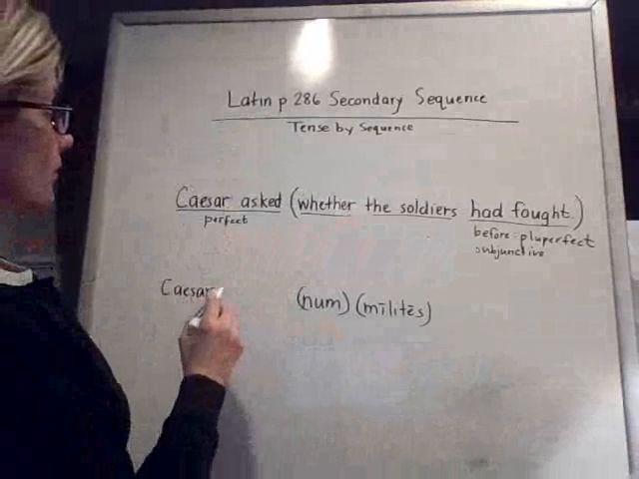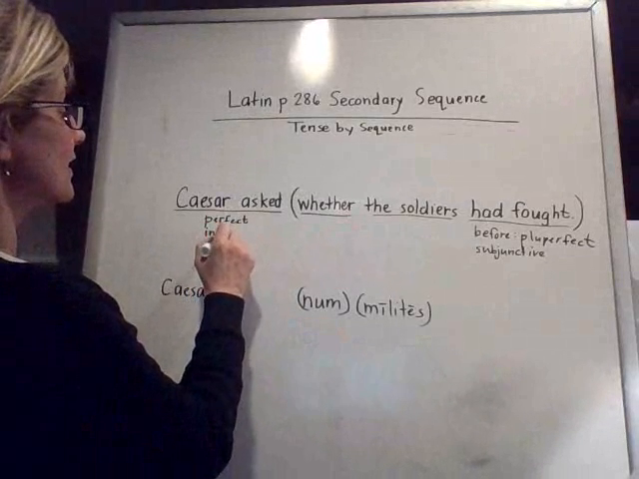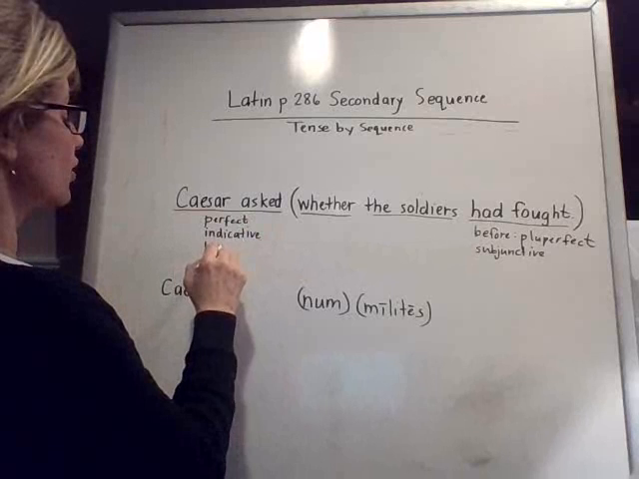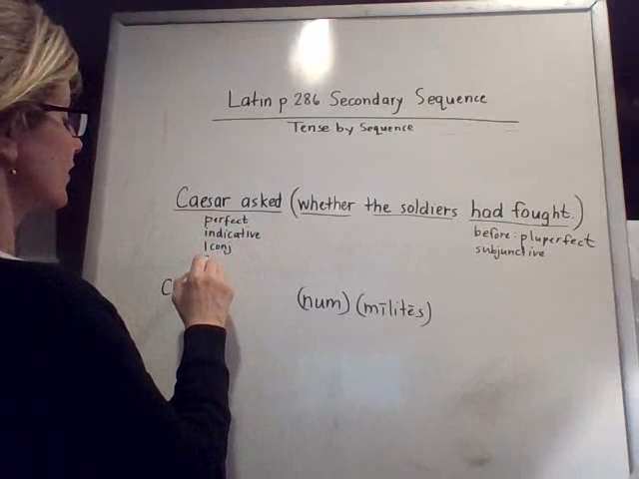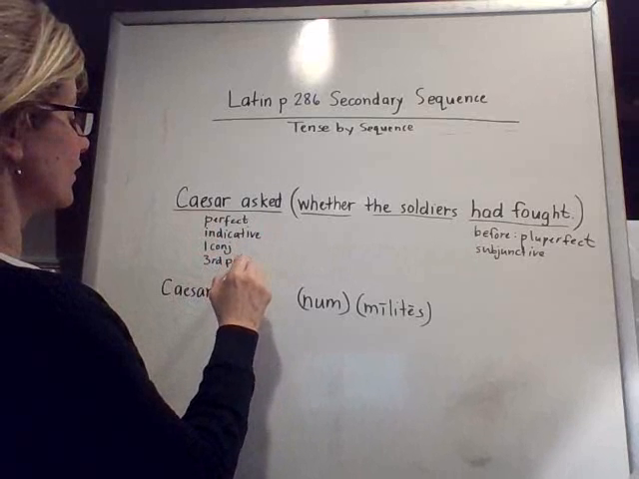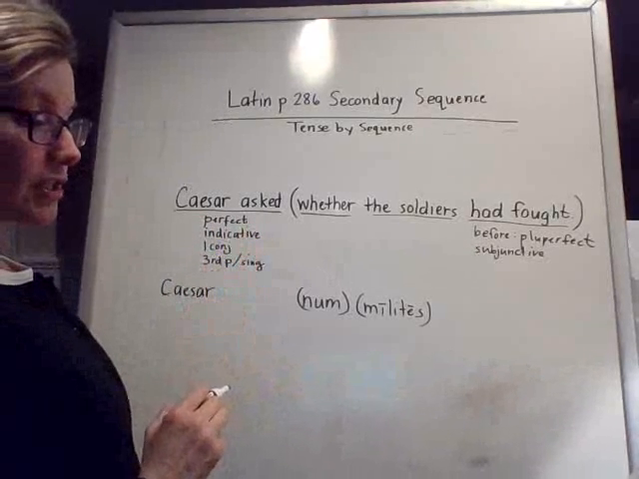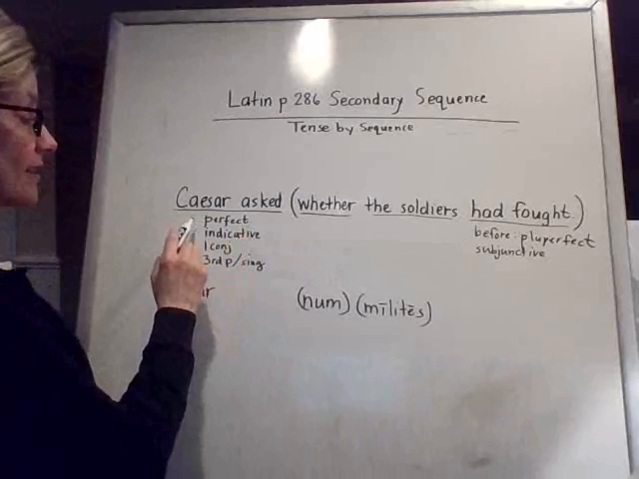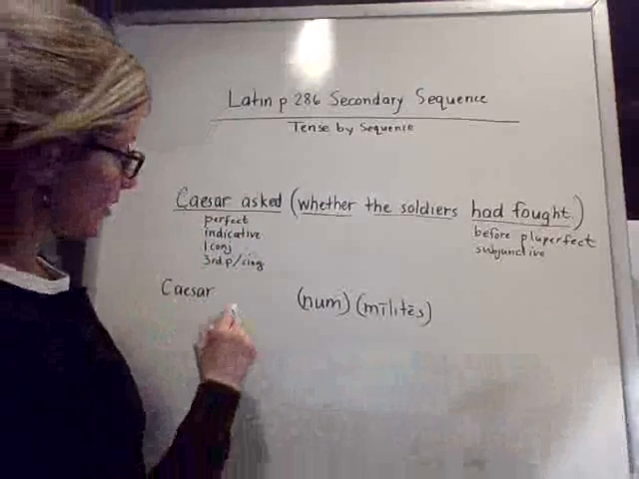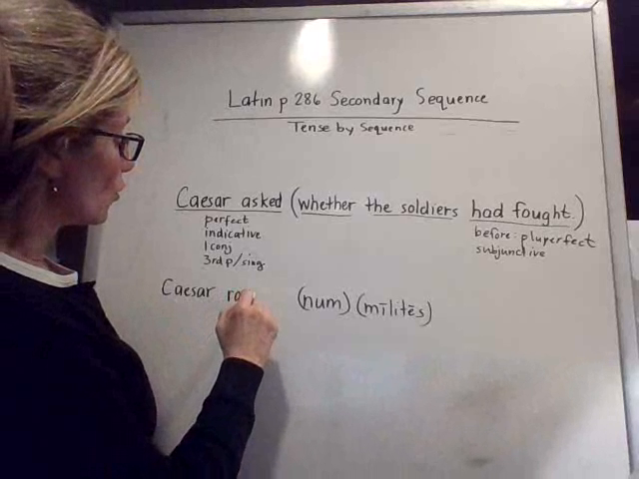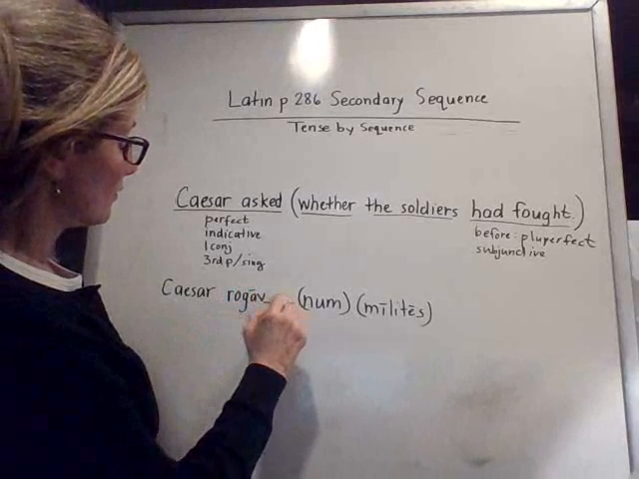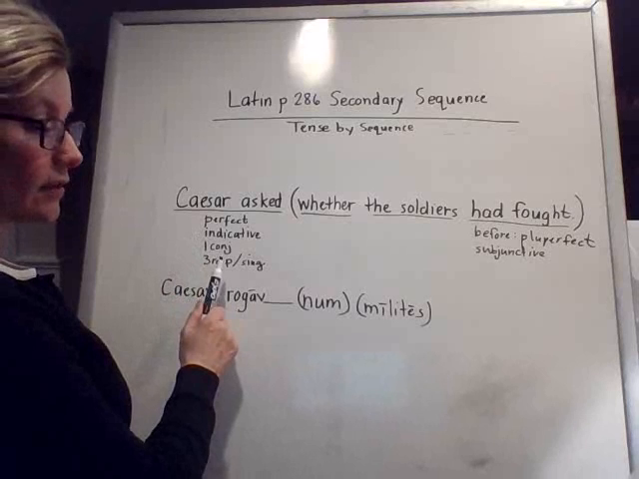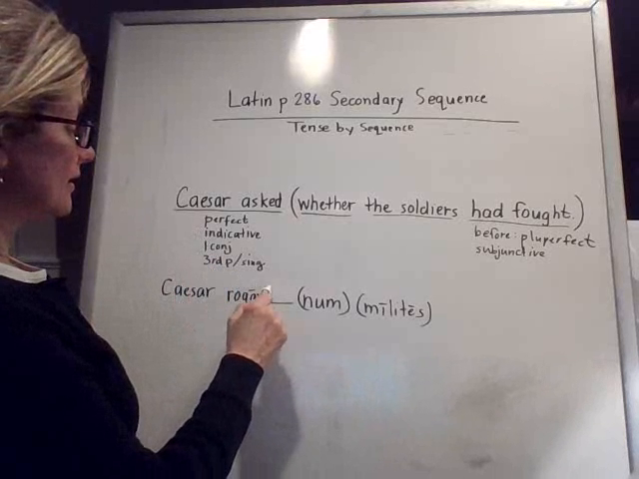So let's do this verb first. We know it's perfect. We know that it is indicative. We also know that asked is a first conjugation verb, and Caesar is third person, and it's singular. And I think we have enough information now to get our ending. We know that if a verb is in the perfect system, we use the third principal part. So our stem would be rogav, and then our ending, because it's third person, singular, and perfect, is it, rogavit.